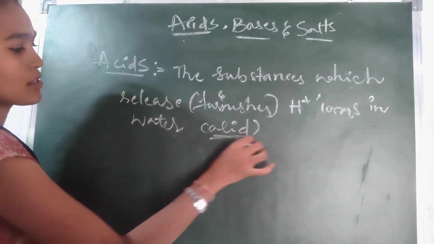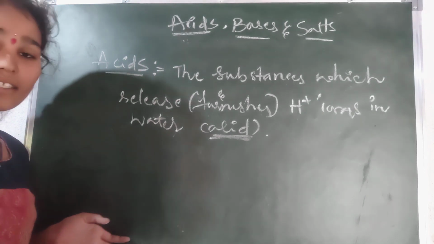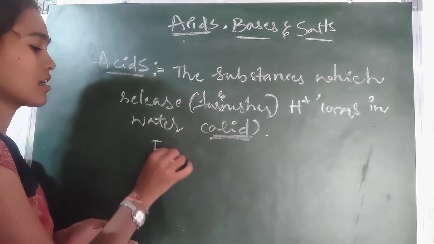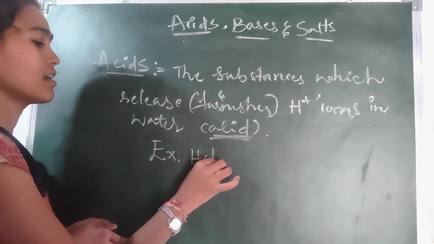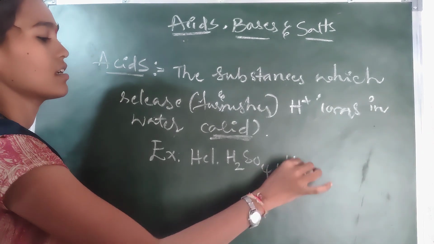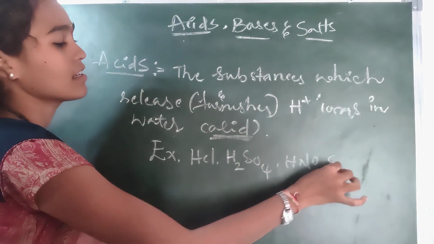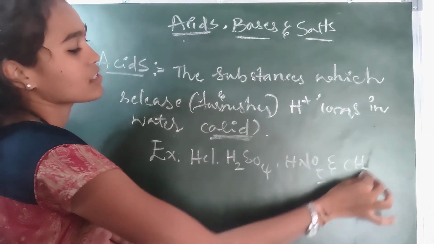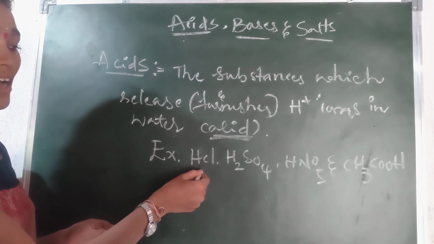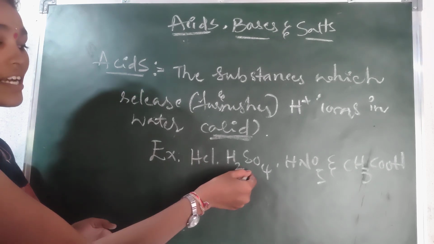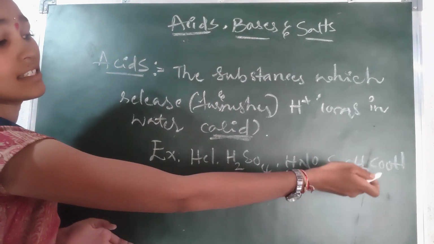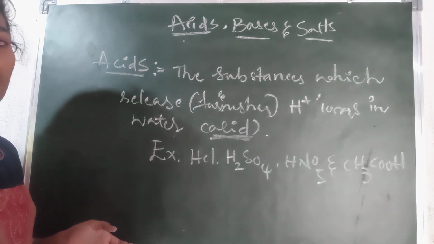Okay. So what are the examples of acids? For example, HCl, H2SO4, HNO3 and CH3COOH. What are these acids? HCl is hydrochloric acid, H2SO4 is sulfuric acid, HNO3 is nitric acid and CH3COOH is acetic acid.